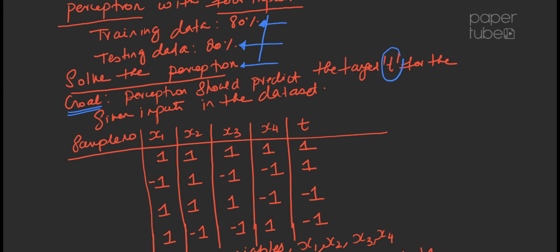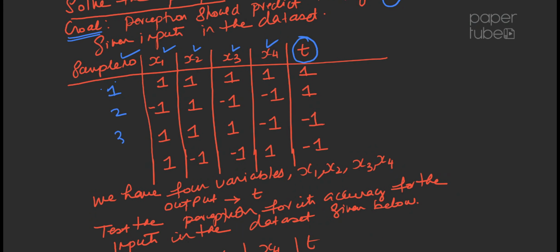So where is the data set? The data set is here. You have the sample number and then 4 input variables x1, x2, x3, x4, and then the corresponding output, which is called T. T refers to the target. And we have 4 samples here, 1, 2, 3, and then 4.